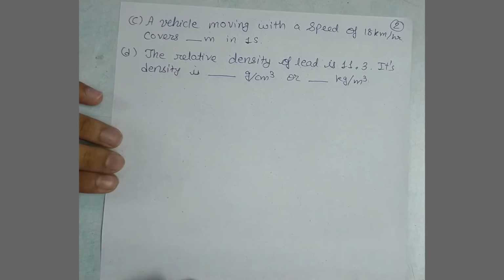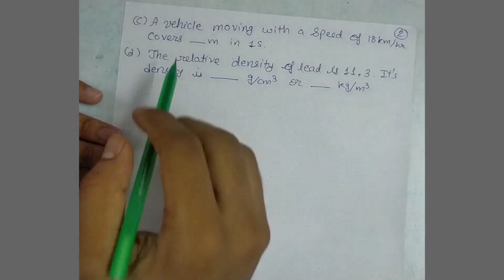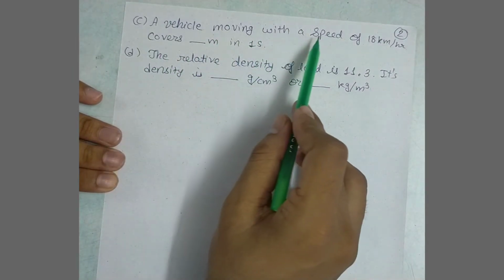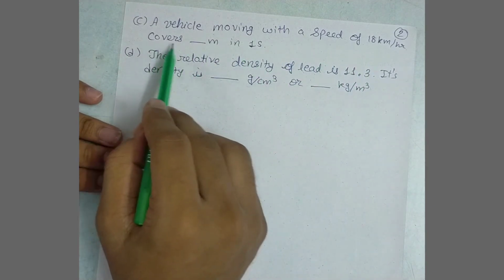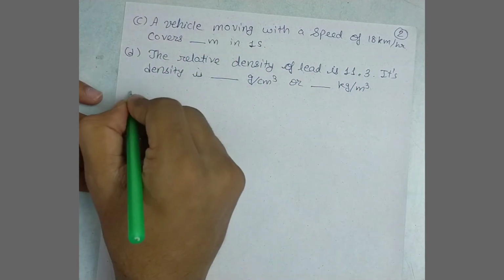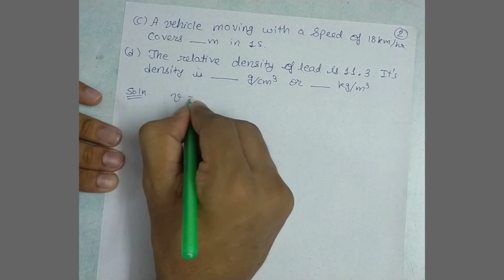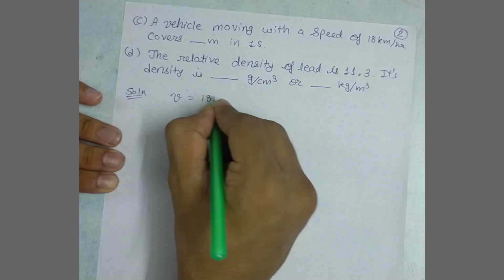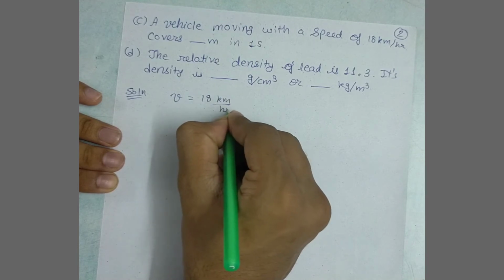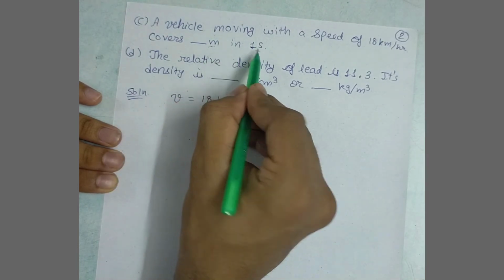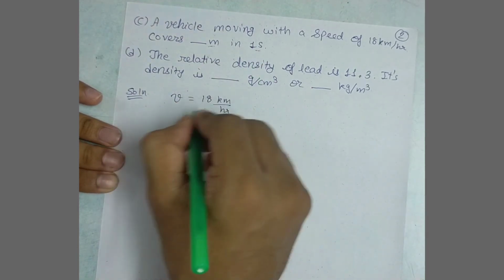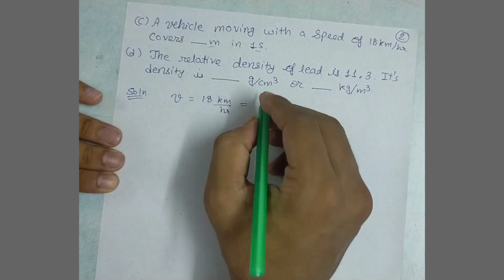Let us discuss part C of the question, that is a vehicle moving with a speed of 18 km per hour covers blank meter in 1 second. So here we are given in the question that v, that is the speed of the vehicle, is 18 km per hour. We want the answer in meter and in seconds. So let us convert this unit into meter and second.